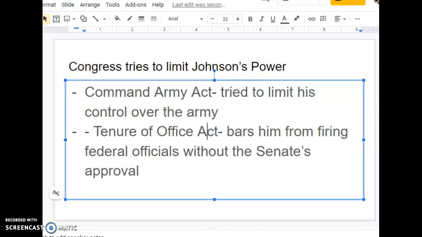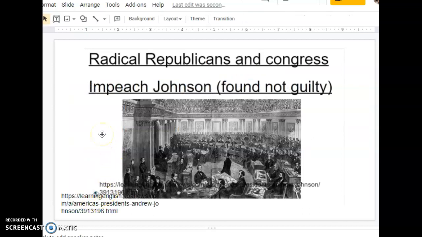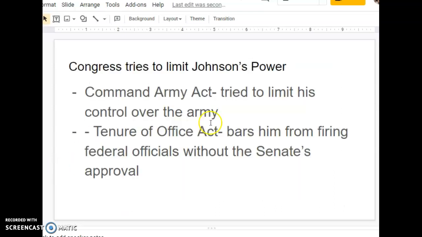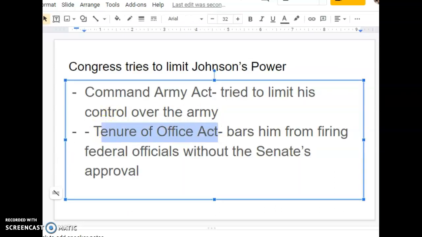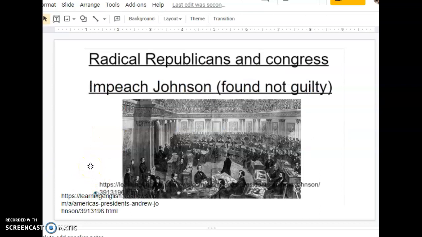Well, Johnson right away goes and fires somebody, and that's what they bring him up on impeachment. So Johnson is actually the very first president to be impeached. Again, you can't impeach a president just because you don't like them. They have to have done something illegal. So what he did was go against this law that they had passed by firing somebody. They go through the whole trial, and he's found not guilty by one vote in the Senate, and he gets to keep on in the presidency.